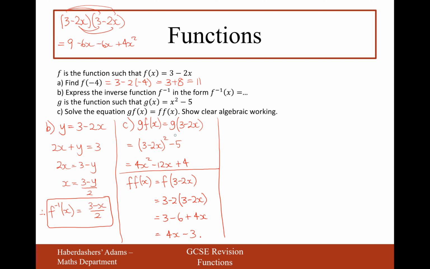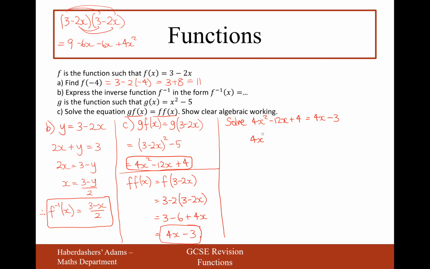Okay, so we've done a lot of the hard work now. We've got the left-hand side expression, that's this thing here. We've now got the right-hand expression, that's this thing here. Now we just need to solve for when the two things are equal to each other. 4x squared minus 12x plus 4 equals 4x minus 3. Now this to me looks like a quadratic equation where I need everything to move onto the left-hand side and then I can solve the quadratic equation.